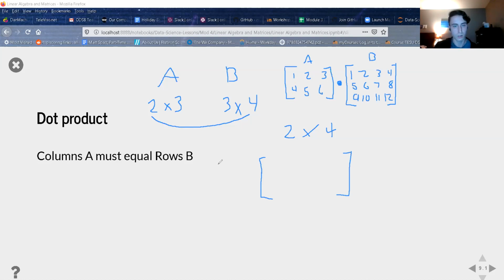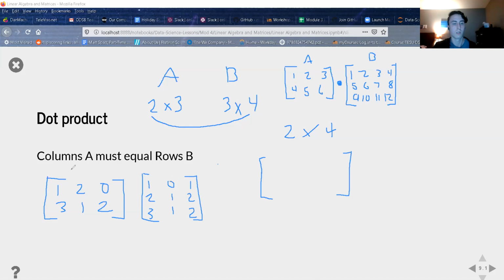So it's going to be a 2 by 4. Actually, let's start off with something a little bit simpler. Let's just do 1, 2, 0, 3, 1, 2. So this is again a 2 by 3. And then we'll just do a 3 by 3 to make it easy. So 1, 0, 1. All right, so this is 2 by 3 times 3 by 3, so our final matrix is going to be 2 by 3 also.